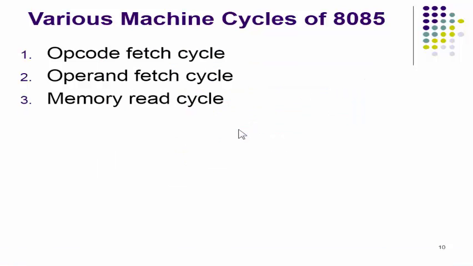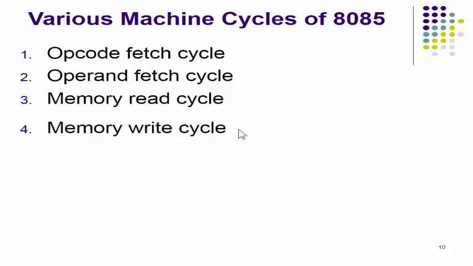Sometimes in the operand field you will find a 16-bit address, like the previous example LDA C000. LDA C000 means load accumulator directly from memory location C000. So in the operand field we have the 16-bit address C000, and the operation of this instruction is to read the data from the memory. So to read the data from the memory, 8085 requires a memory read cycle.